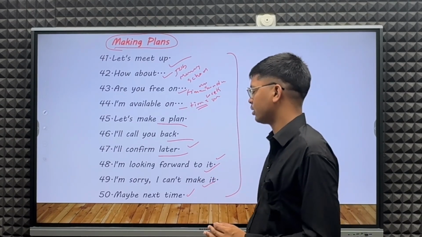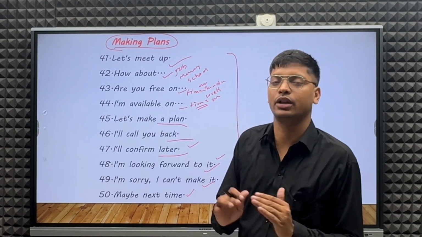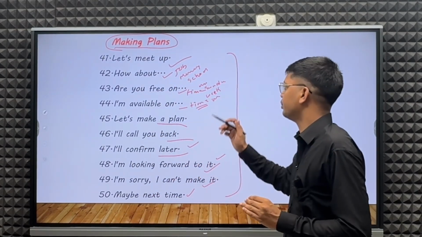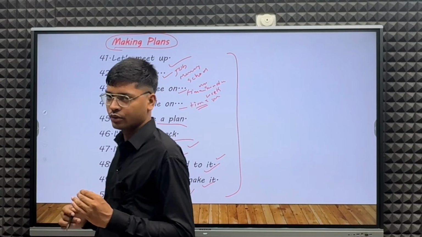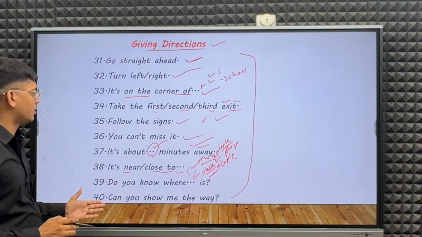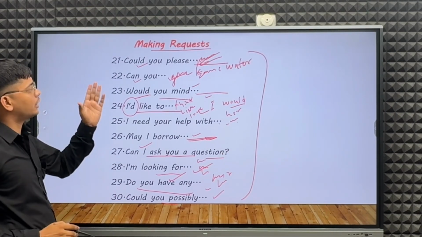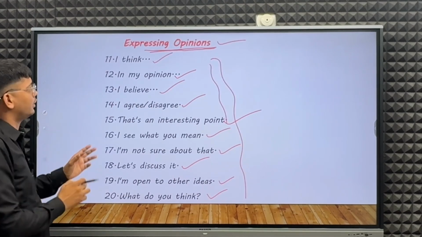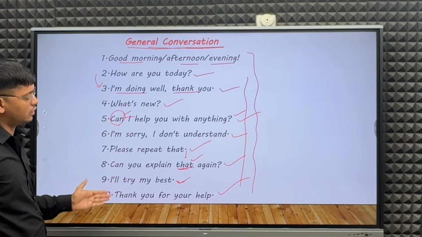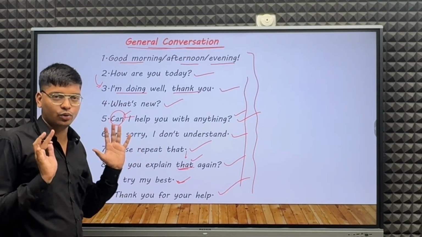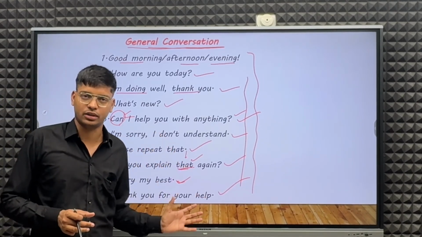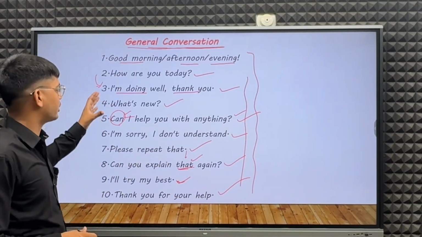So you must remember, and you can use these types of sentences in your daily life. So, making plans, and next, let's do one revision. These are giving directions sentences, and these are making request sentences, and expressing opinions sentences, and next general conversation sentences. So you must remember, and practice more and more using these sentences, and you also create new sentences using these. Okay, so you must remember these vocabulary words also.